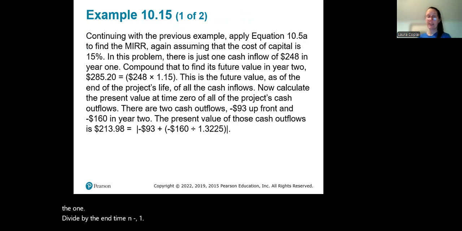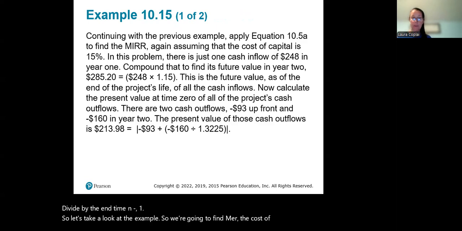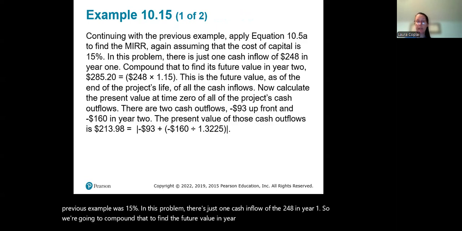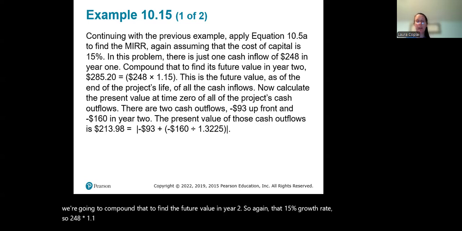So let's take a look at the example. We're going to find the MIRR. The cost of capital in the previous example was 15%. In this problem, there's just one cash inflow of 248 in year 1. So we're going to compound that to find the future value in year 2, again using that 15% growth rate. So 248 times 1.15 gets us 285.20. That's the future value at the end of the project's life of all the cash inflows.